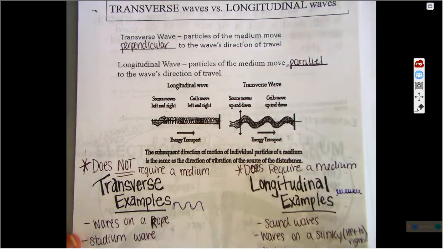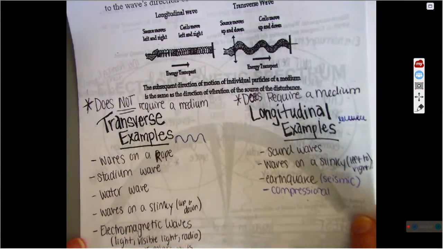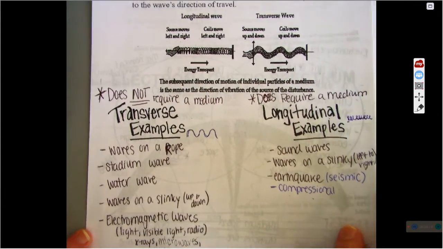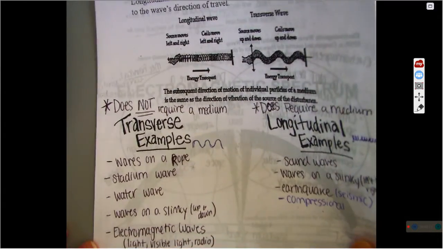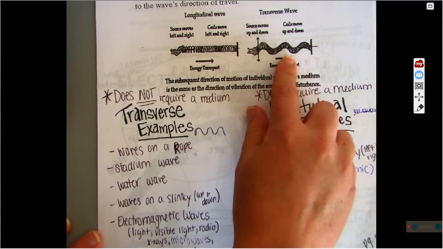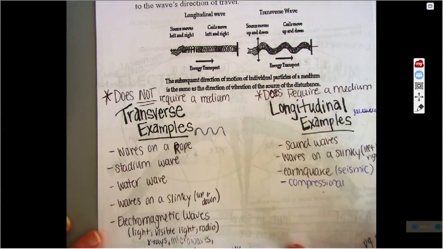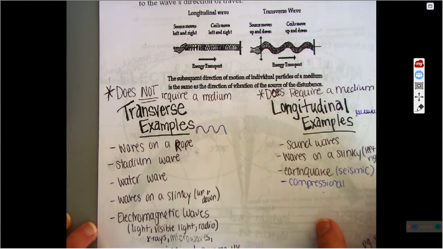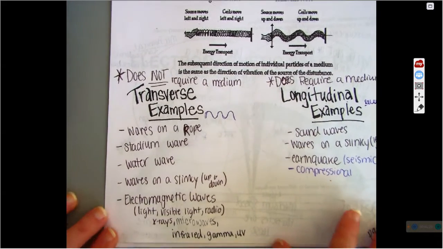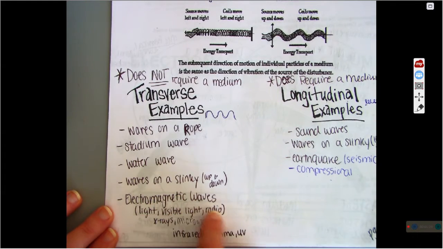Okay, so what's the difference between these two types of waves? Be sure you get these in your notes. One, transverse, or my up and down waves like this, do not require a medium. That means they can travel through space. So if you think about what kind of waves travel through space, they're going to be like sunlight. Okay, so electromagnetic waves like light, visible light, radio waves that are traveled via satellite, X-rays, microwaves, infrared, gamma rays, UV. All of those are waves that can travel through space. So those would all be transverse.